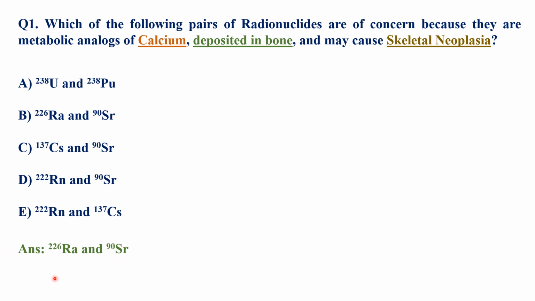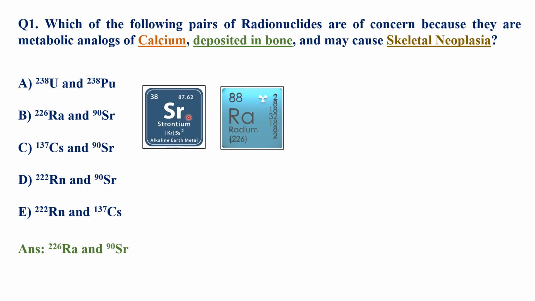Let us understand why option 2 is the right answer and why the other options are not appropriate for this particular question. So, if you look at radium 226, its atomic weight is 226 in the periodic table and atomic number is 88. Similarly, strontium atomic weight is 87.62 and atomic number is 38. They specifically belong to the second group of elements in the periodic table, that is, alkaline earth metals.